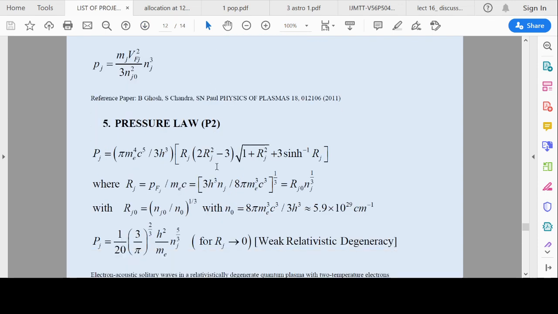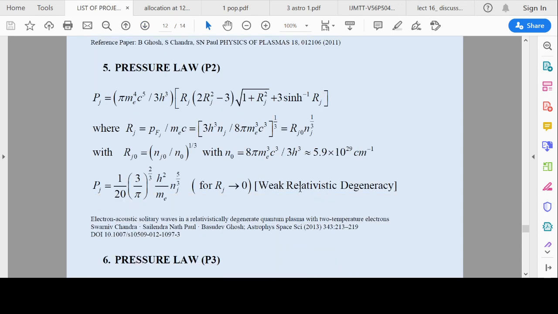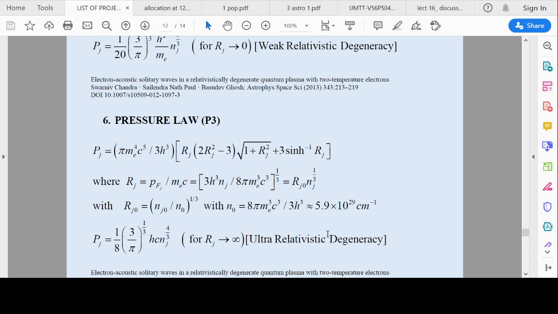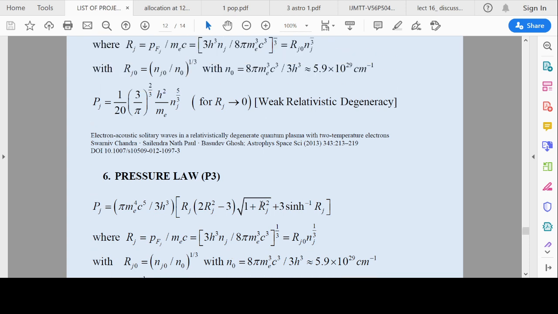You see, this is the pressure law. This is for the weakly relativistic case, and this is the ultra relativistic case. Now you can just simplify it for yourself. Suppose you take this whole term, these are all constants, so it is equal to some constant. Suppose you call it a. So a n to the power 5/3. So you can start without writing this whole thing again and again, just write a n to the power 5/3.